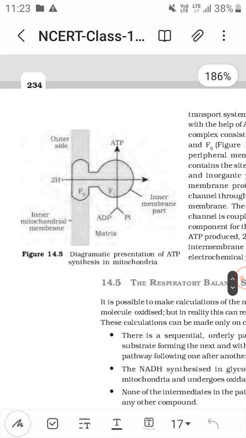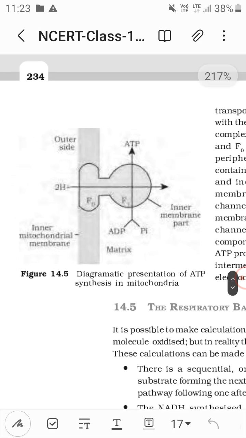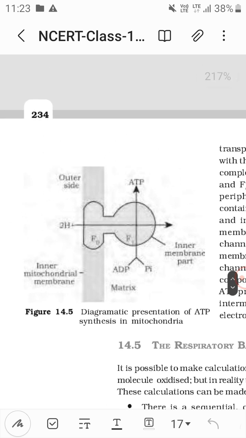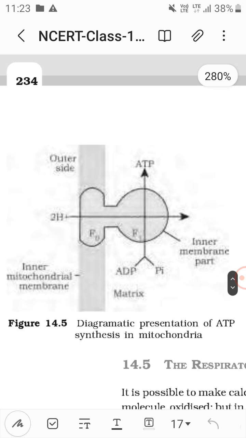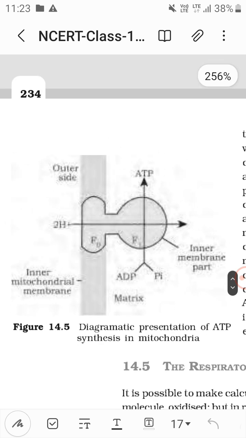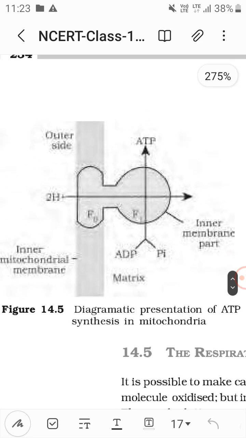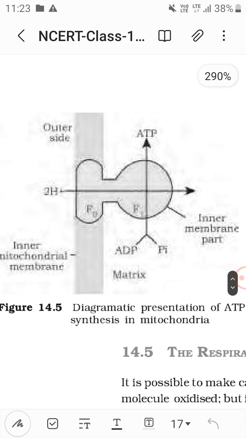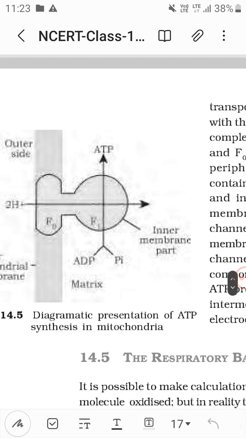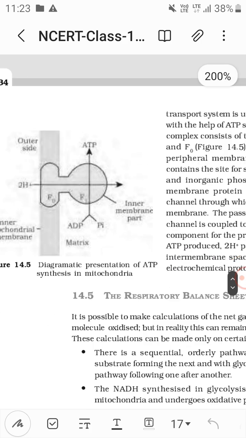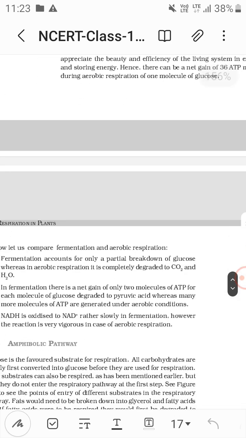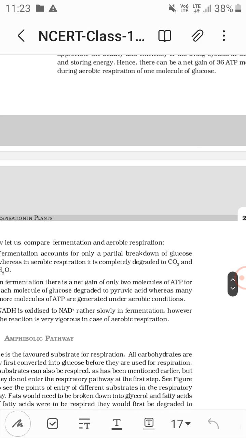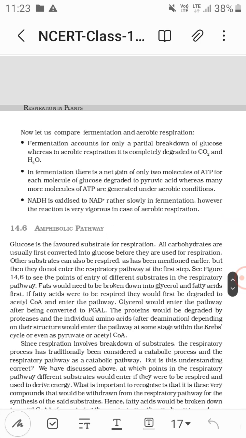Now the diagrammatic representation of ATP synthesis in mitochondria. That is the inner mitochondrial membrane, where this is outside and this is inside, the matrix. F1 is in the matrix and F0 is in the inner mitochondrial membrane. So 2H plus passes through it in the formation of ATP. Now the respiratory balance sheet: 38 ATP, or 36 ATP, during aerobic respiration of one glucose molecule.